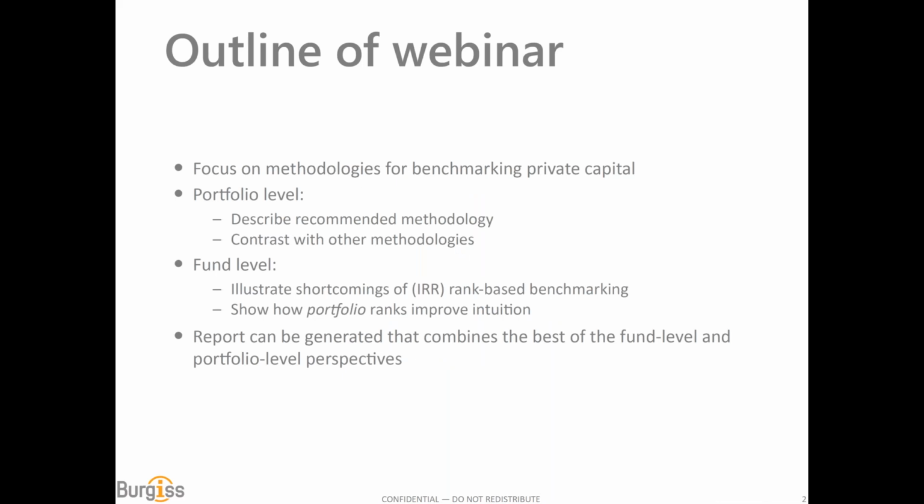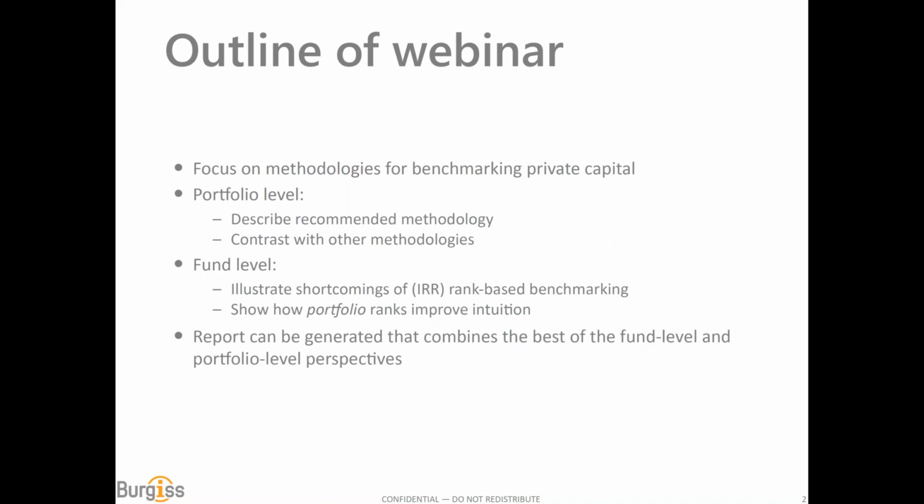Okay, so the outline of the webinar is as follows. The webinar, as I mentioned, is focused on methodologies for benchmarking private capital, so it's fairly quantitative in topic. Now, this idea has at least two different levels that it could be looked at. One is the portfolio level, where you're benchmarking the portfolio as a whole. Here we're going to describe first what we consider to be the best methodology, the one that we would recommend. Then we're also going to contrast it with a few other methodologies, some of which will be essentially approximations to what we consider to be the best approach, and some of which are, in our view, a little bit more problematic.